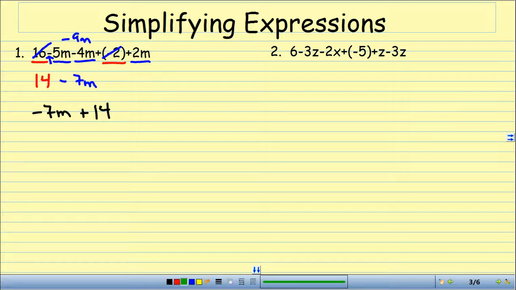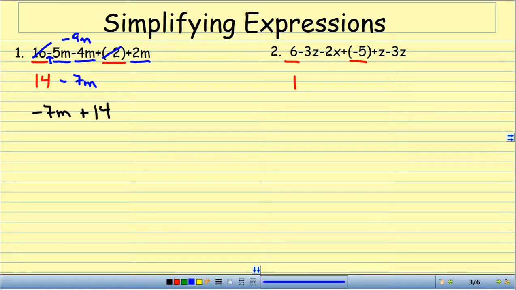So, right here, I have 6 minus 3z minus 2x plus negative 5 plus z minus 3z. It's going to be the same idea. I just have a number here, so why don't I search for just a number, no variable. Boom. Number, no variable. 6 plus a negative 5. Well, 6 plus a negative 5, that's going to give me the answer, in this case, of 1.